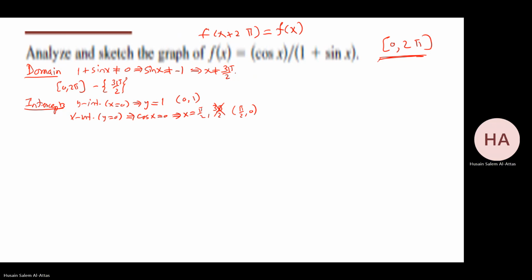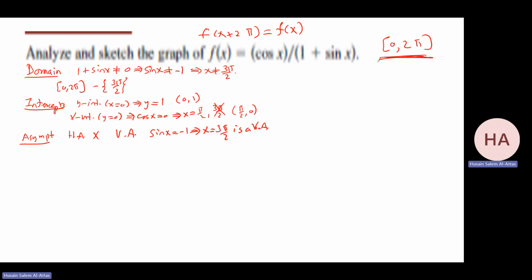Okay. Now, symmetry: no symmetry. Asymptotes: yes, we have asymptotes here. Horizontal asymptotes, none. But vertical asymptote, I have with sine x equal -1. So x equal 3 pi over 2 is a vertical asymptote. As I said, I'm doing only one cycle. The rest is just a copy.